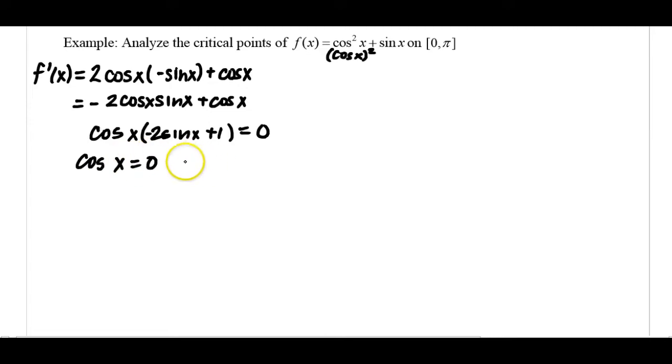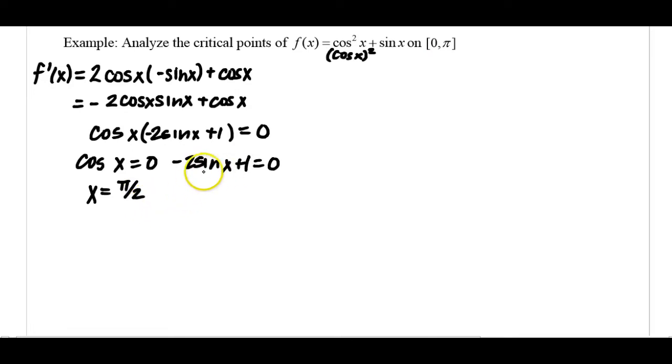So when does cosine x equal 0? And when does negative 2 sine x plus 1 equal 0? On the interval from 0 to pi. So cosine equals 0. Remember that cosine is the x value. So cosine equals 0 at pi over 2, so at x equals pi over 2. And that's it as far as the interval from 0 to pi goes. So only at pi over 2 does cosine equal 0.